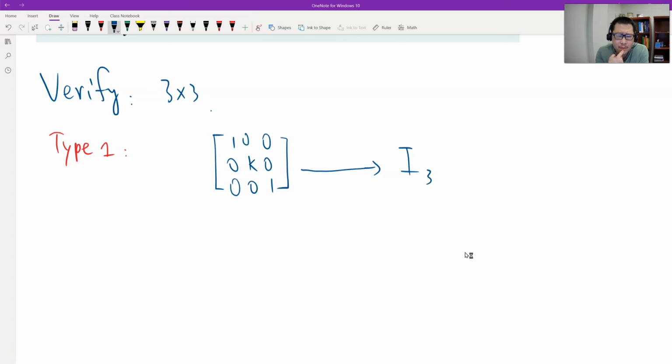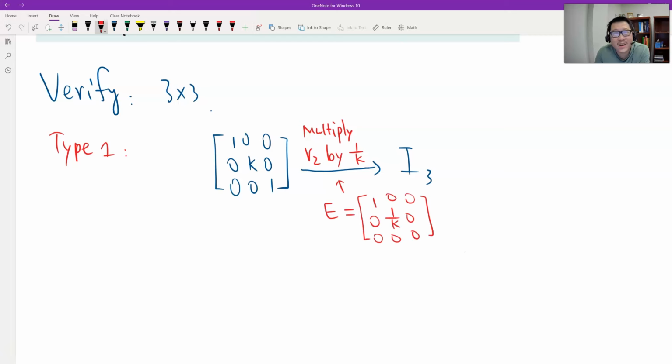What kind of row operation? Still the first type of row operation. Let me write: multiply the second row by 1 over k, the inverse of k. That should be the row operation. For this row operation we can find a corresponding elementary matrix, which is this. Then by the previous theorem, 1.5.1, we have this result.